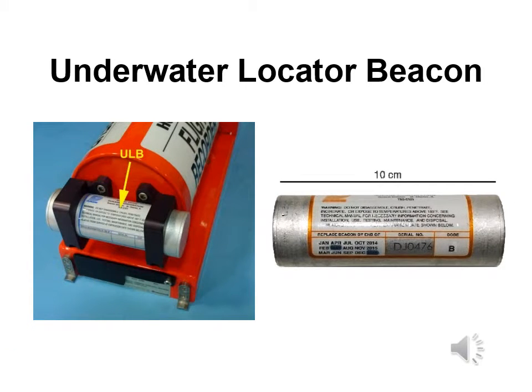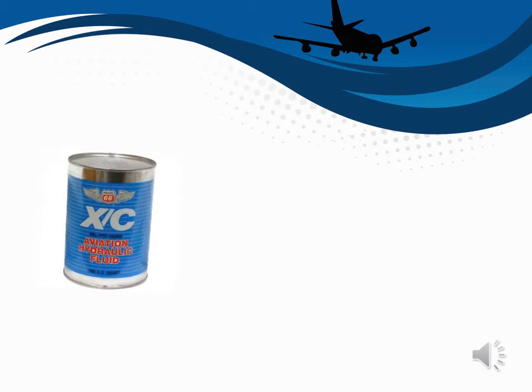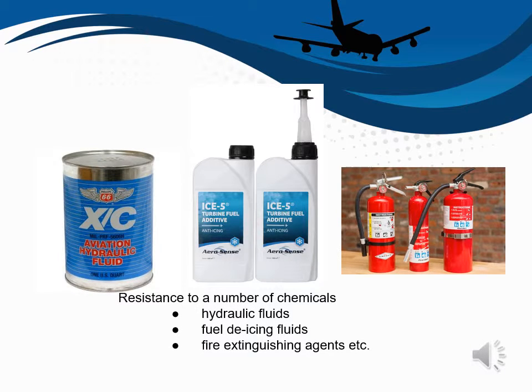The underwater locator beacon is a device attached to both the cockpit voice and flight data recorders. It is designed to emit a periodic ultrasonic acoustic signal at a frequency of 37.5 kHz when submerged in water. Typical underwater locator beacon specification. The underwater locator beacon must be able to resist chemicals such as hydraulic fluids, fuel, de-icing fluids, and fire extinguishing agents.